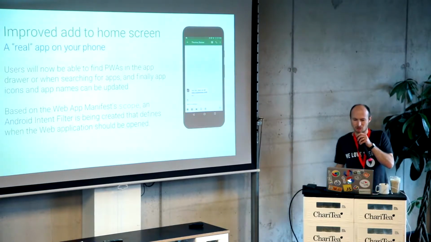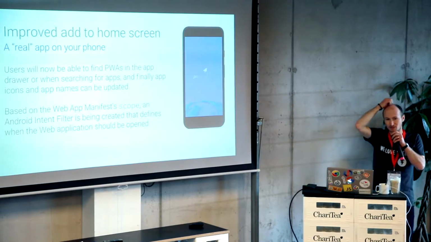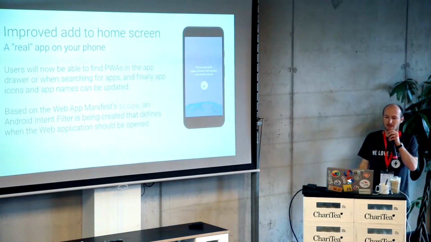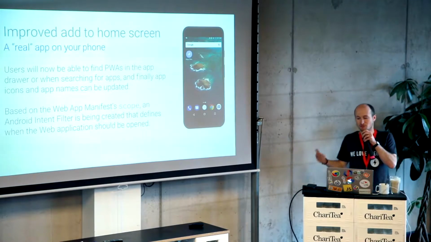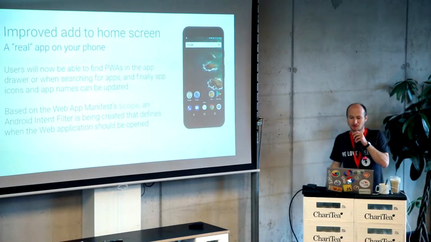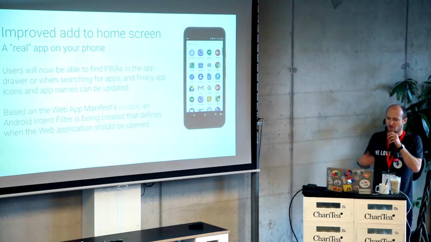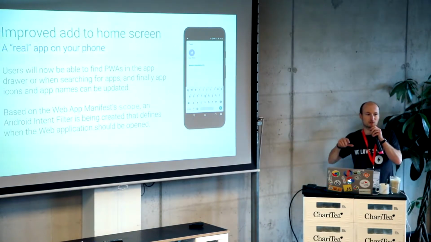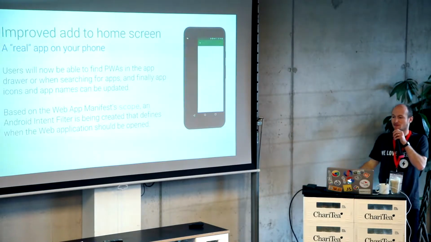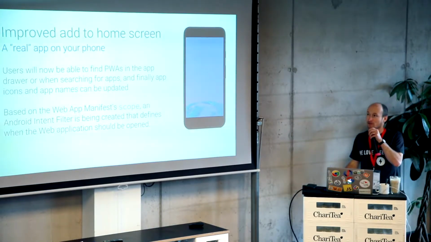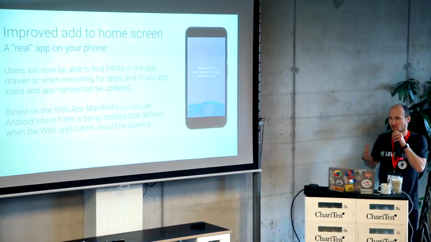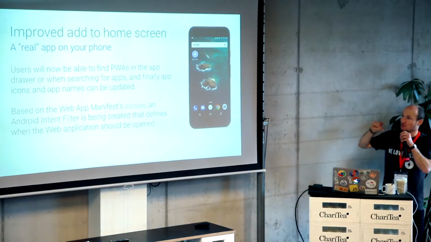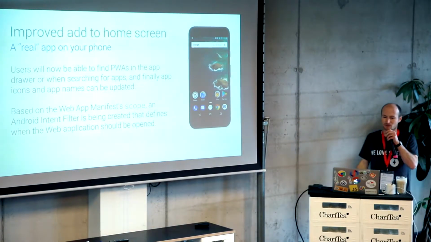So that's newish. Something that is also new and even more impactful is what we call improved add to home screen, because it makes your PWA behave more like a real app. What do we mean by that? Well, first of all, if you look at the animation here, you can see how after installing this PWA, it's now part of your regular apps. In the app drawer on Android, you can now just search for it and it will show up alongside all your native apps like Gmail, like YouTube, like whatever. It's now behaving and looking like a real actual app.